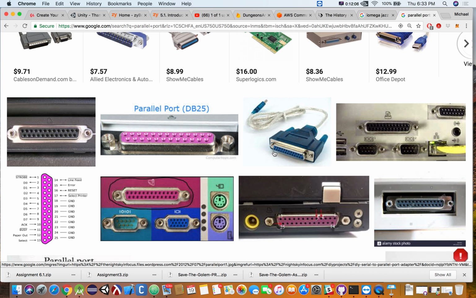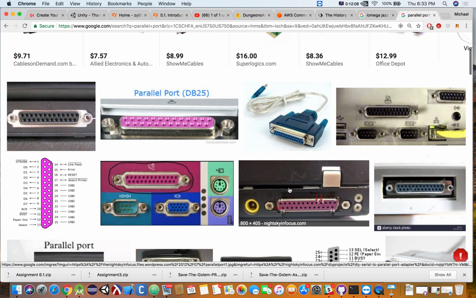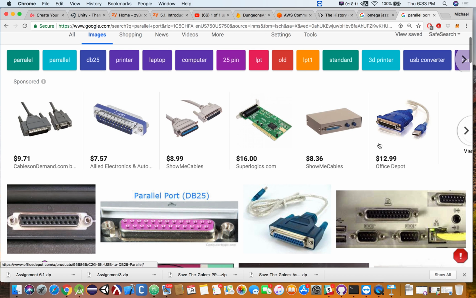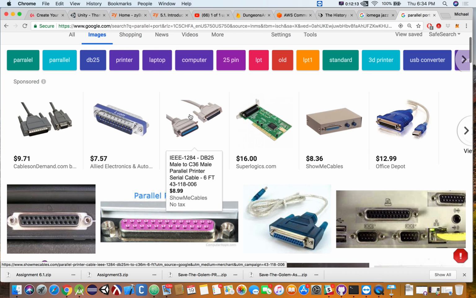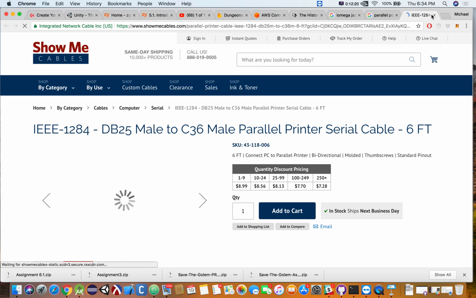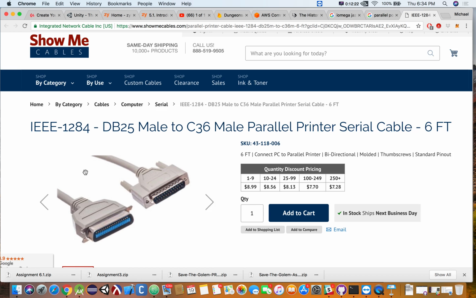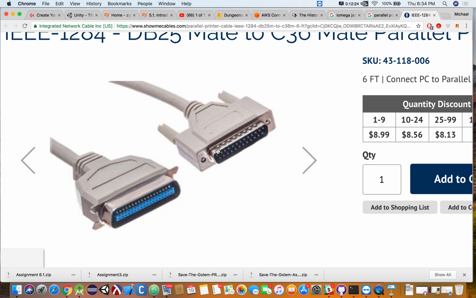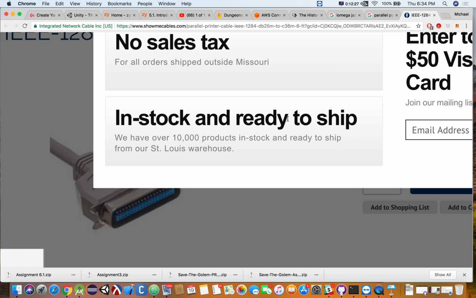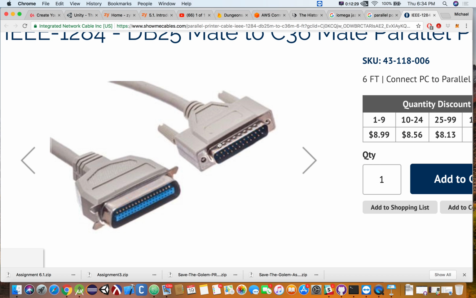All right, so in any case, those are what parallel ports used to look like. This is what a parallel cable used to look like. This is what would have plugged into the back of your computer, and this plugged into the printer. So this is specifically a printer cable. The back of our printers used to have this beast of a connection.